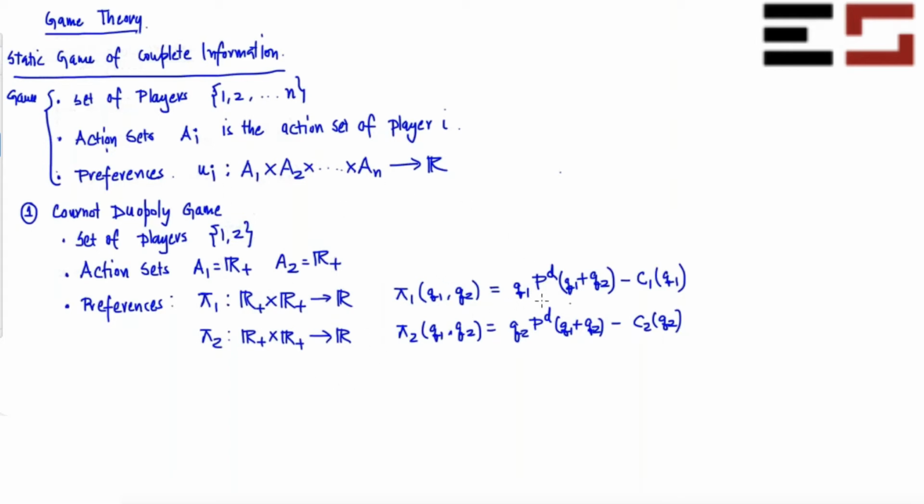You can see that it is just a function of q1 and q2. This is a function of q1 and q2, this is a function of q1 and q2, so the entire thing is a function of q1 and q2, and there is no other thing in there. Is that fine?